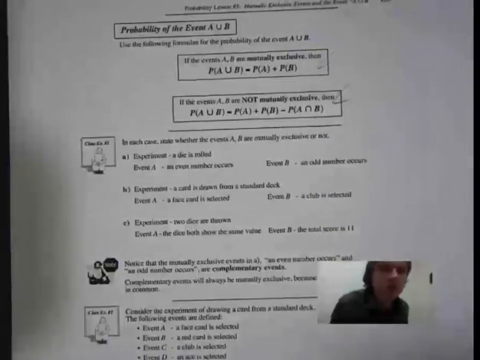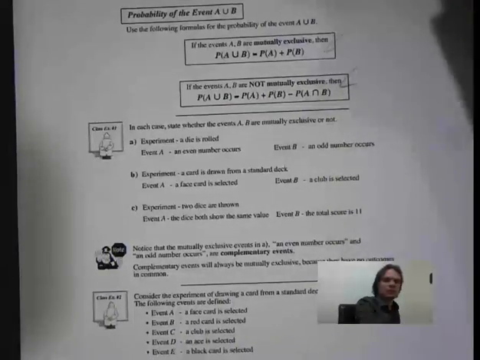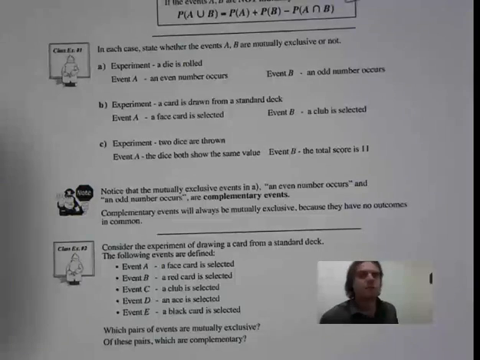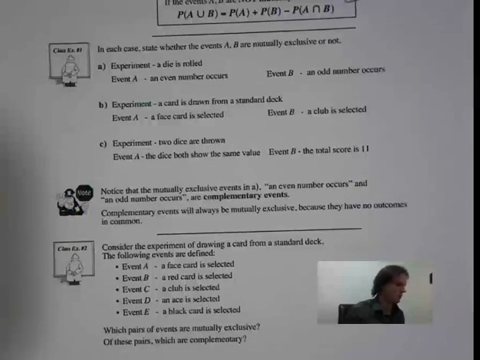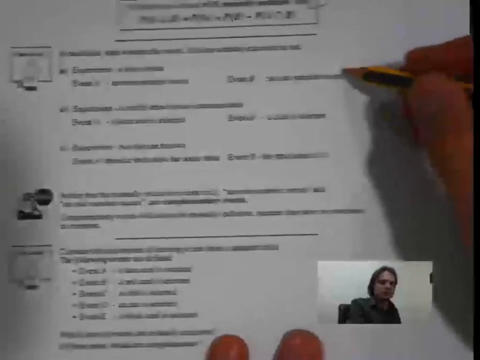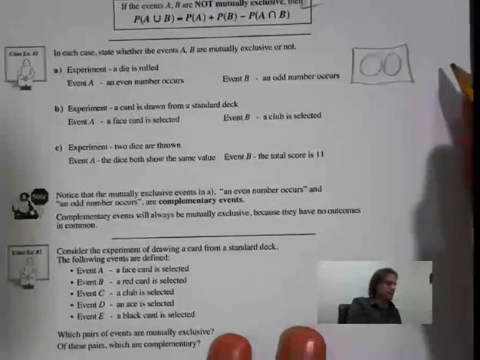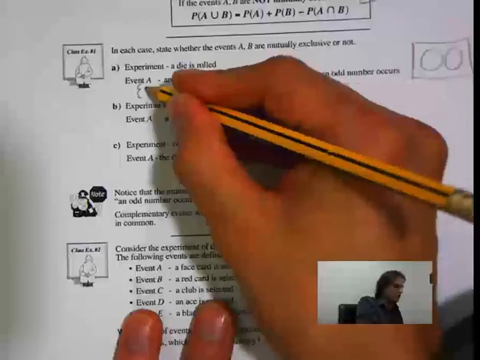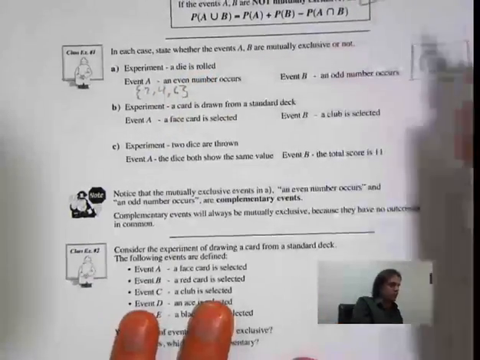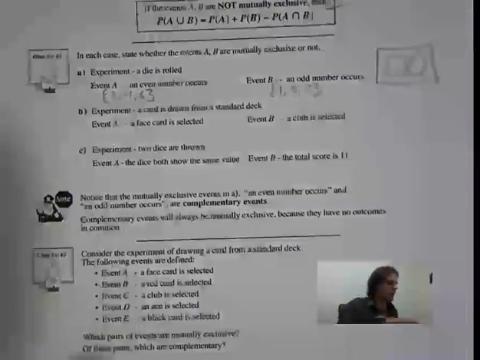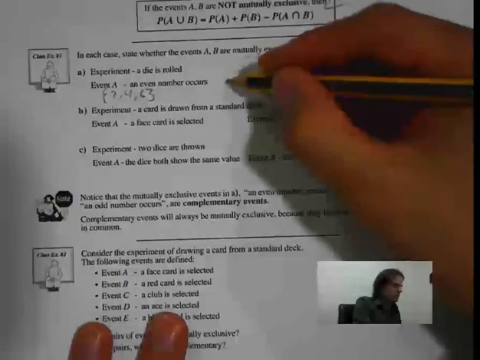So let's try class example number 1. A die is rolled, okay? Event A, an even number occurs. And event B, we're just saying if they're mutually exclusive, odd numbers occur. So, if I did this right here, event A and event B, even and odd, they cannot intersect. All my odds and all my evens are there. So let's even try it out here. All my evens are 2, 4, 6. All of my odds are 1, 3, 5. This is a die, right? 1 to 6. None of them overlap. This is mutually exclusive. I'm just going to put ME for mutually exclusive.